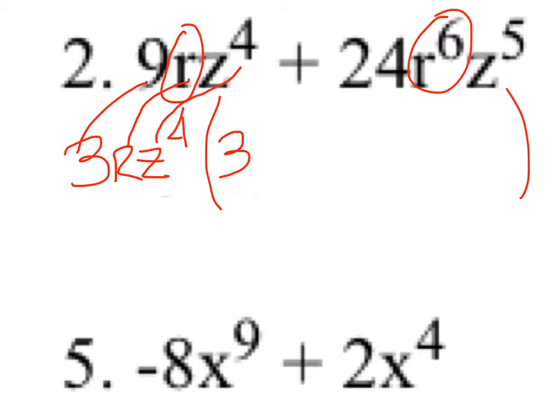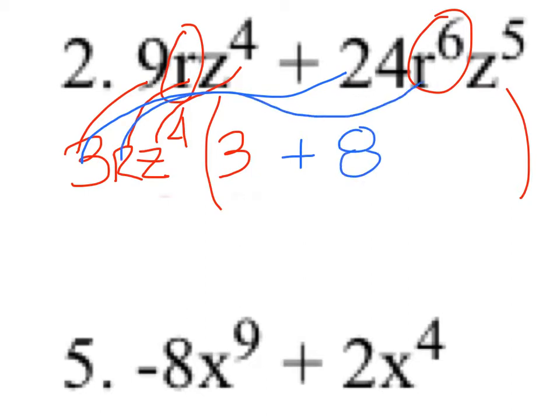Now we'll switch colors for the next part. What do I multiply 3 by to get 24? 8. So it's plus 8. R times something is r to the sixth. R to the fifth, right, because r to the first times r to the fifth is r to the sixth. 1 plus 5 is 6. The 1 is over here. It's not written.